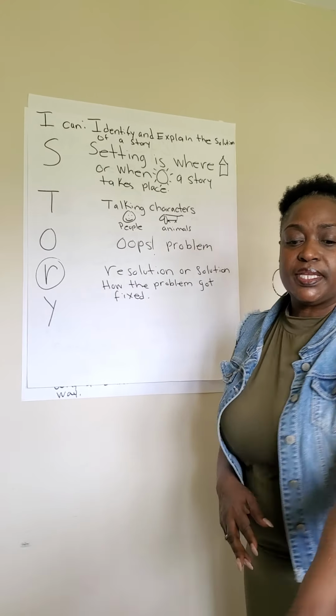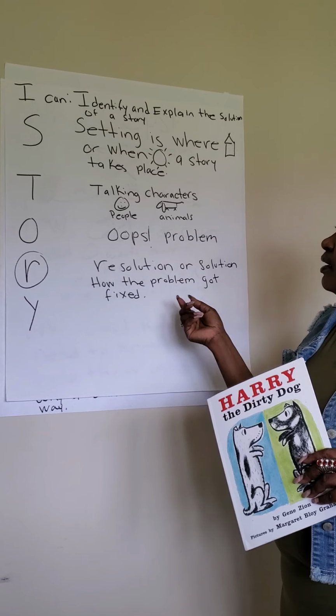So far this year, we've talked about the setting. Setting is where or when a story takes place. Does it take place in the house? Does it take place at the park? What time does it take place? When? In the daytime? And the T in our story is talking characters. Anybody that's talking is a character, whether it's a person, whether it's an animal, or like in Beauty and the Beast, it actually could be a teacup.